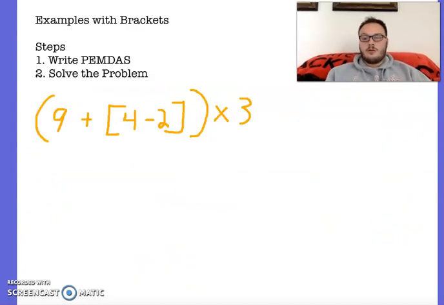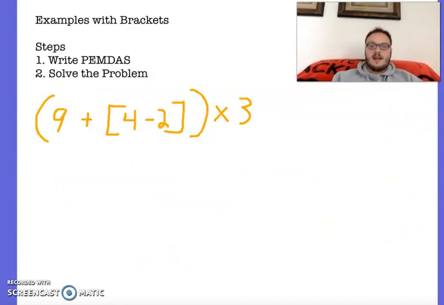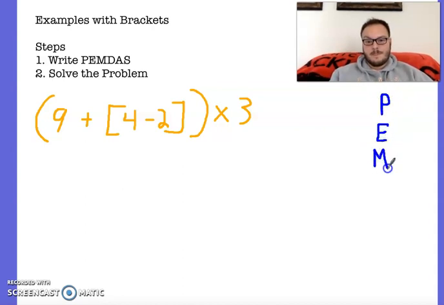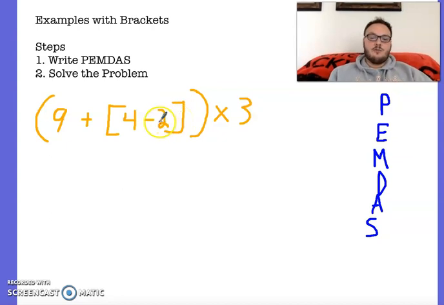Now, there are also problems where you will see brackets. And I'm going to show you how you will solve problems with brackets really quick. So again, I'm going to write PEMDAS. Now we see we have our brackets inside the parentheses here. So we still need to do whatever's inside the parentheses. But if we have brackets, we're going to actually solve those first since it's in the parentheses. If it's outside, do them after you would the parentheses.